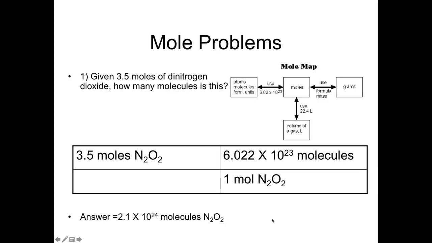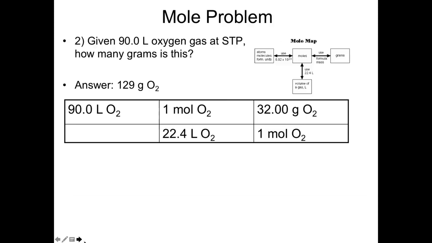So for the first problem, given 3.5 moles of dinitrogen dioxide, how many molecules is this? Well, 3.5 moles is of N2O2. We're going to molecules. So molecules is Avogadro's number. So what I want is Avogadro's number, 6.022 times 10 to the 23rd, and that's going to be in molecules. I want to multiply that by moles, so it's going to be 3.5 times 6.022 times 10 to the 23rd. That'll give me an answer of 2.1 times 10 to the 24th molecules of N2O2.